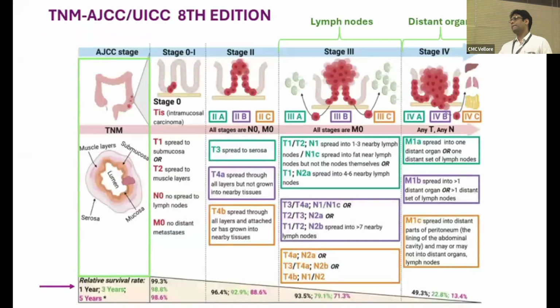All right, staging. Everybody is scared of staging, but I'll simplify it for you. Anybody with node positive disease is stage 3. Distant mets is stage 4. So stage 3 and 4 is sorted out. Now it's a question of stage 0, 1, and 2. You can see here the distinctions between stage 2A, 2B, 2C. Those are details that you don't really need to know. But it's important to remember that when you have node positive disease, your chances of having a distant spread are higher.